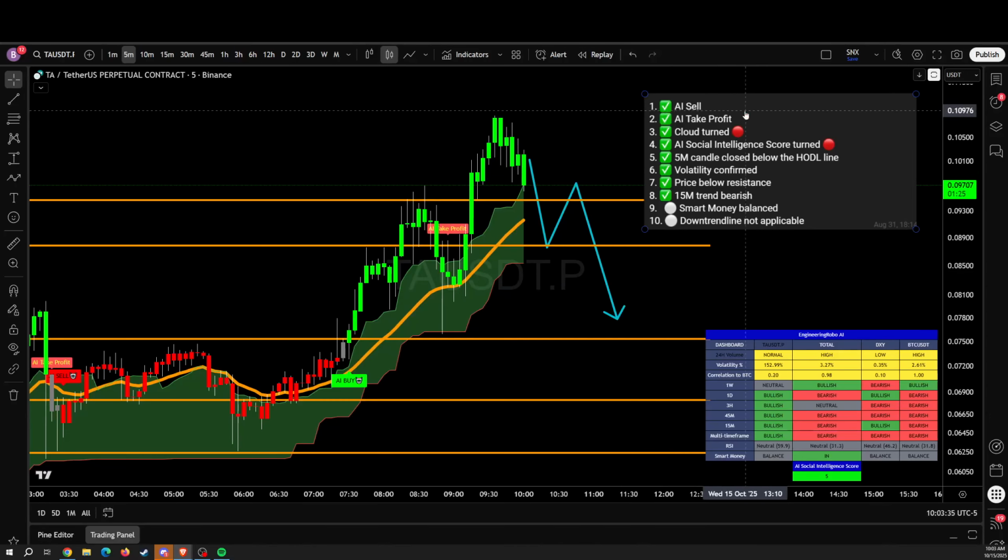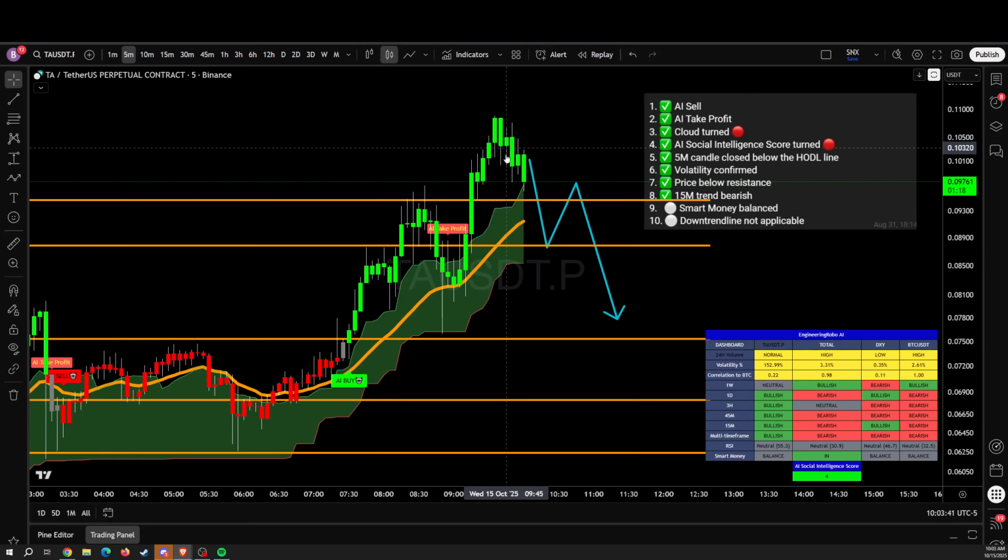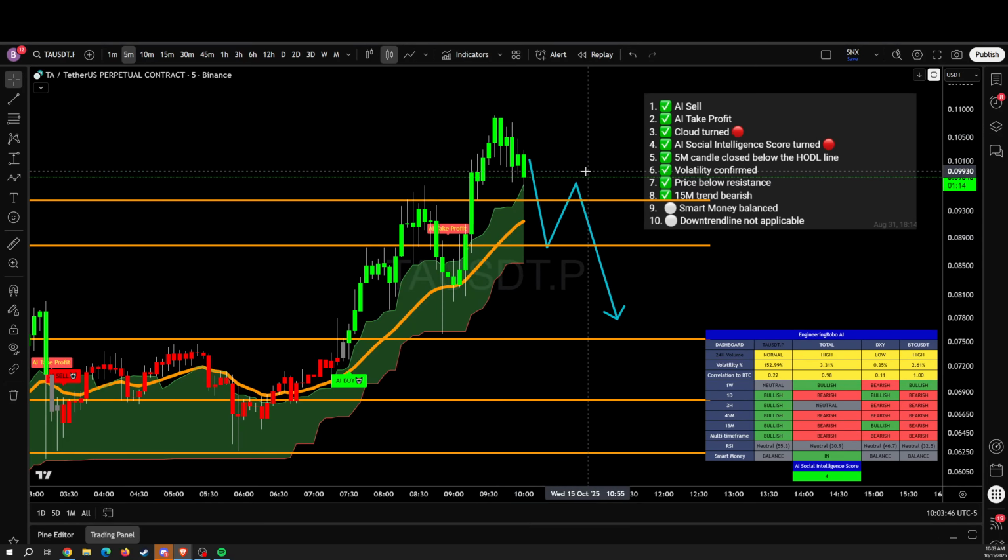You may have already gotten an AI sell, AI take profit, but it's important to wait for that 5-minute candle to close first. Each one of these bars is a 5-minute candle. So maybe we come down here, create that shoulder and start to fall. The 5-minute candle closes below, the cloud is turning red or getting close to it, you've got an AI sell, AI take profit, and the social intelligence score has turned red down here.